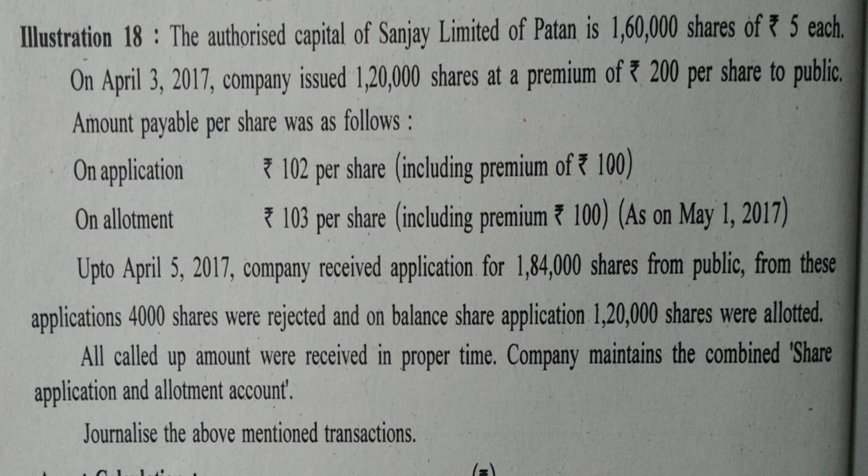This is the new topic for today. This is the topic for which we have understood the journal entries, but we have never done a sum of such kind, where a joint, combined share application and allotment account has been prepared. Once they have clearly instructed in the question that the company maintains the combined share application and allotment account, obviously we are going to apply the 4 journal entries that we have learned, and the sum is very short.